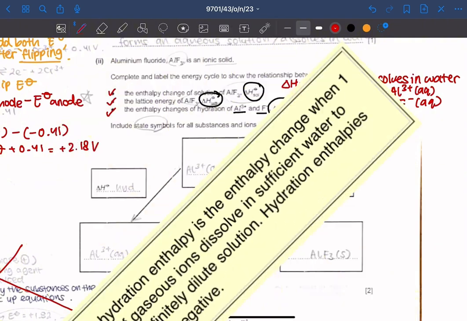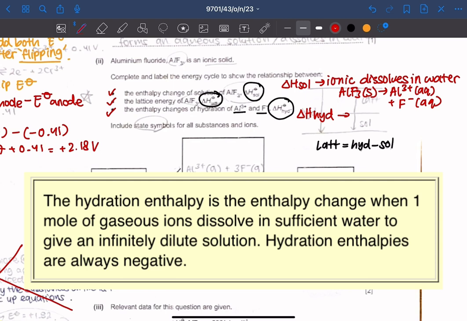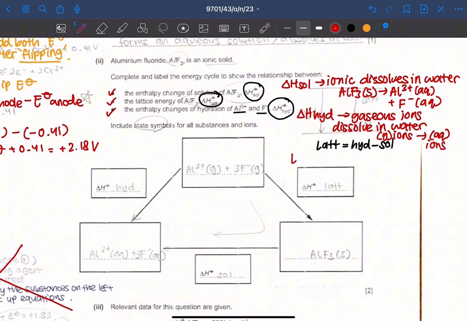Next, what is enthalpy change of hydration? Enthalpy change of hydration is the enthalpy change when 1 mole of gaseous ions dissolve in sufficient water to give an infinitely dilute solution. Hydration enthalpies are always negative. So, it is when gaseous ions dissolve in water. From the gas, gaseous ions form aqueous ions. Pretty simple. Then lastly, lattice.